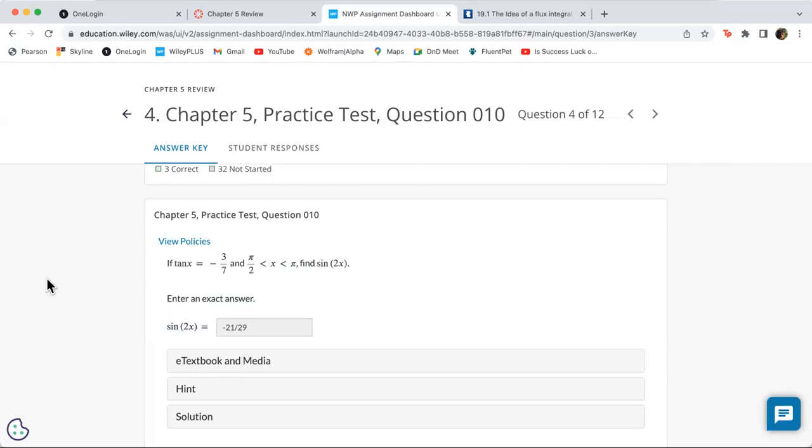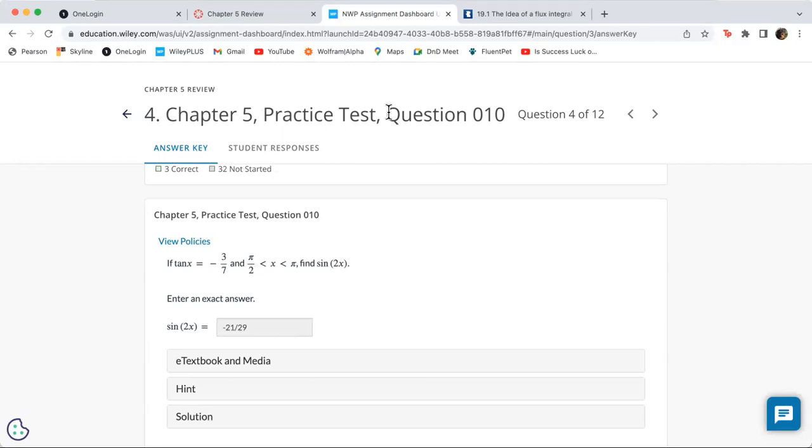Where do you see practice test? Oh, so the first line is the source of the problem, the chapter. It's chapter 5 from the practice test. This is question 10. So notice that this is problem 4 on this assignment. Problem 4 is from chapter 5, the practice test in chapter 5. Every chapter has a practice test at the end of the chapter.